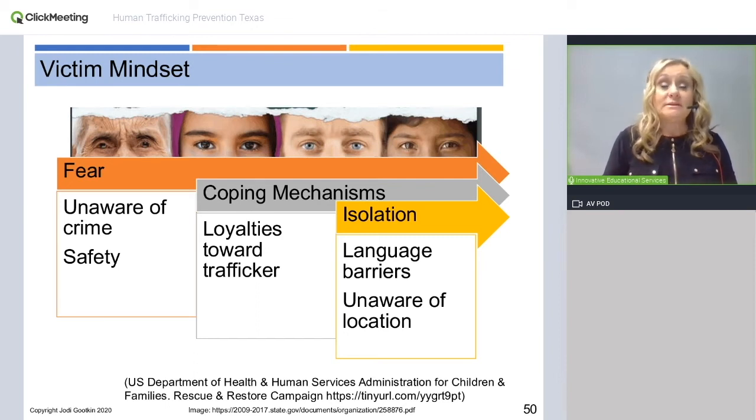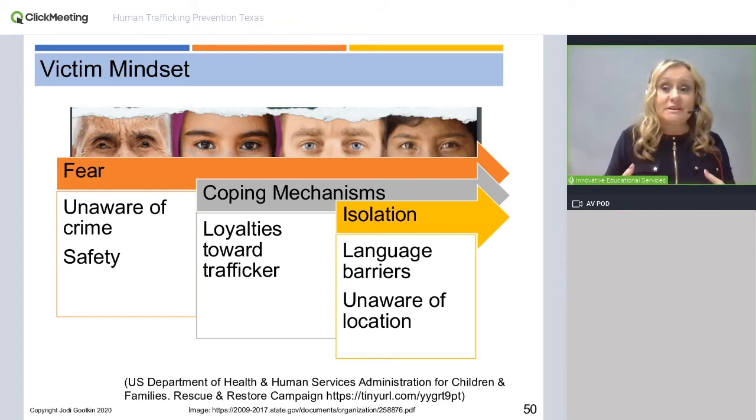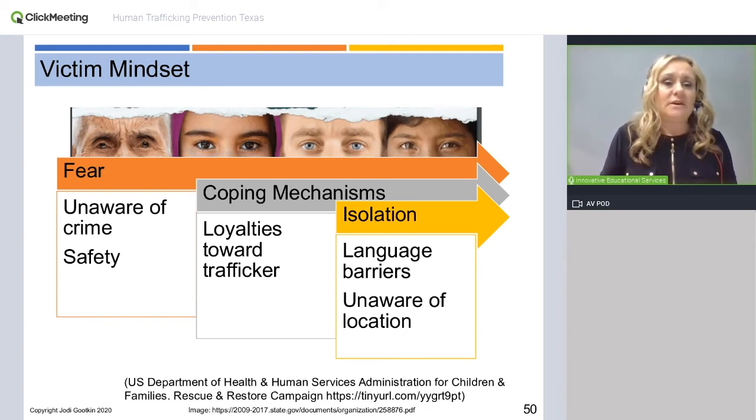Some of the coping mechanisms may be that that trafficker is the first person that they think cared for them or is providing for them and for their needs, even though it's not in an acceptable, appropriate manner. So they start to develop positive feelings towards that individual and almost protect them. Or the individual is just so isolated physically because of language, they don't know where they are, that they're unable to self identify and reach out for that assistance.